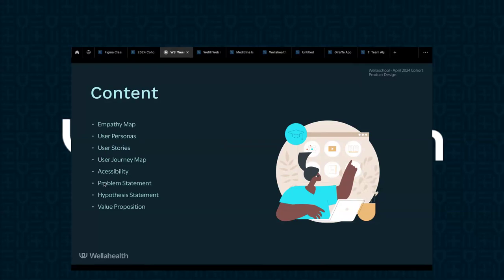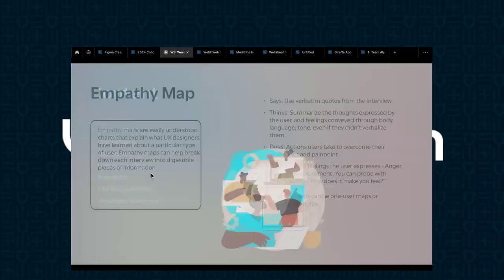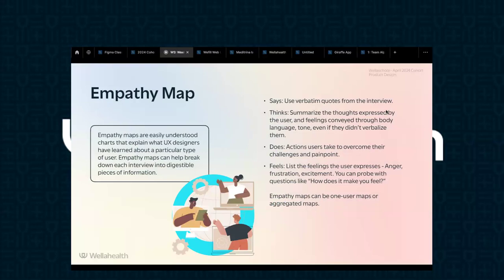design. Then you're going to go to the define aspects, because now you've understood the problem. Now you want to define the problem. So we're going to talk about the problem statements, the hypothesis statements, and then we're going to learn how to come up with a value proposition. Right, so first, the empathy map.